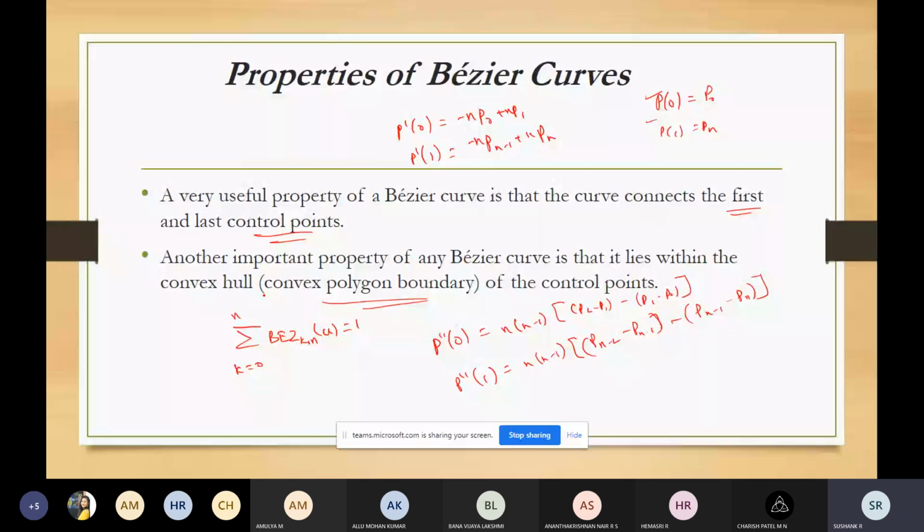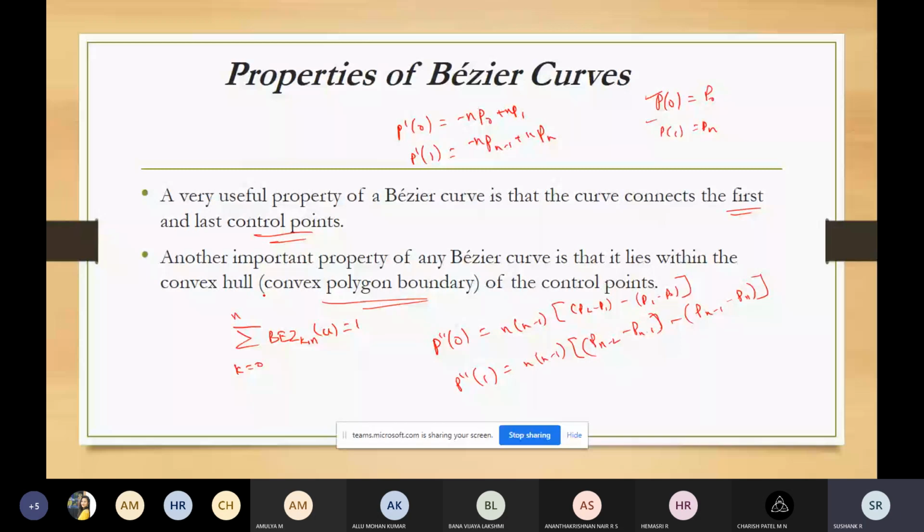So these are the properties of Bezier curve, and there are some more. This Bezier curve will follow the shape of a defining polygon, and all these functions are real valued functions, and the degree of the polynomial which is defining the curve segment will be one less than the number of defining points. So all these are the other properties of the Bezier curve.